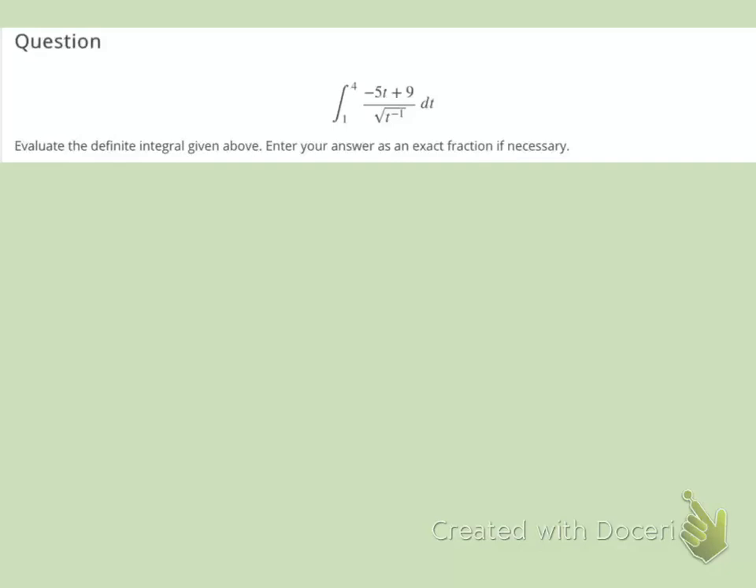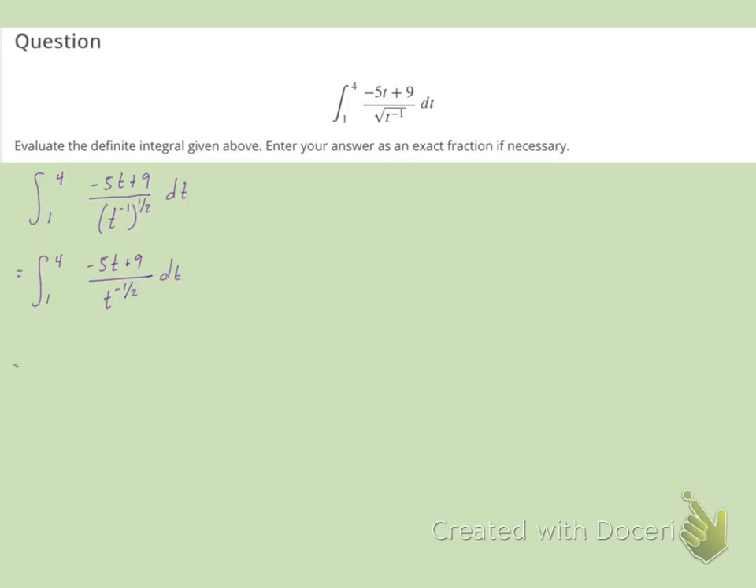Hi everyone. For this last practice problem, we want to manipulate the integrand so that we can apply the power rule. So we have the integral from 1 to 4 of negative 5t plus 9. And in the denominator, I'm going to write this as t to the negative 1 to the 1/2 power, changing that radical to a 1/2. So if we then multiply those powers, we'll have negative 5t plus 9 over t to the negative 1/2 dt.